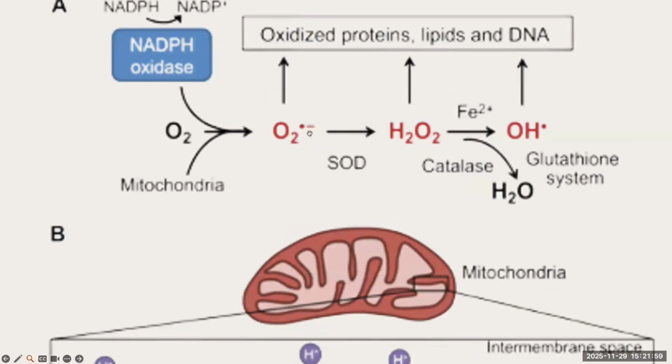Now that we have superoxide, we want to convert it into something that's less reactive. How this happens is via superoxide dismutase. The superoxide dismutase will convert the superoxide into hydrogen peroxide. Now, what happens to the hydrogen peroxide is two things. The hydrogen peroxide can either be converted into the hydroxyl radical, or it can be neutralized into water and whatnot.